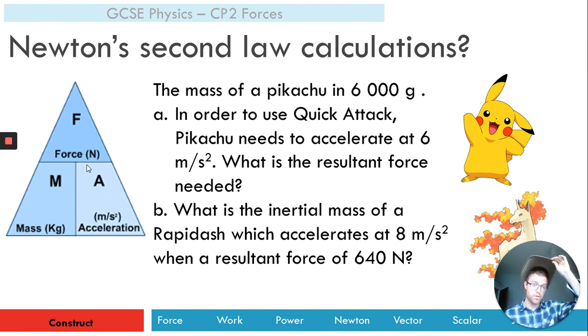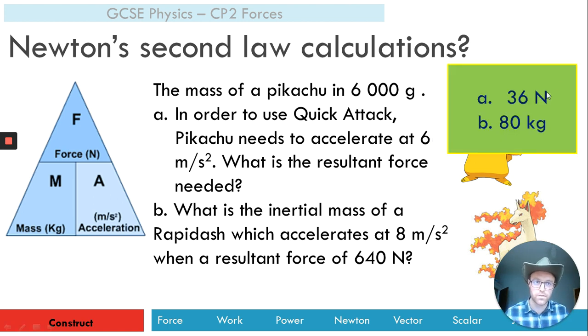Okay, I'm going to assume that you paused it. Let's go through the answers. For A, the mass of Pikachu, 6,000 grams. They're asking us for the force needed, so we're going to have F equals m times a. The mass is 6,000 grams, which is 6 kilograms, divided by 1,000. The acceleration is 6 meters per second squared, so F equals m times a. Mass, 6 kilograms times 6 meters per second squared acceleration is going to be 36 newtons.